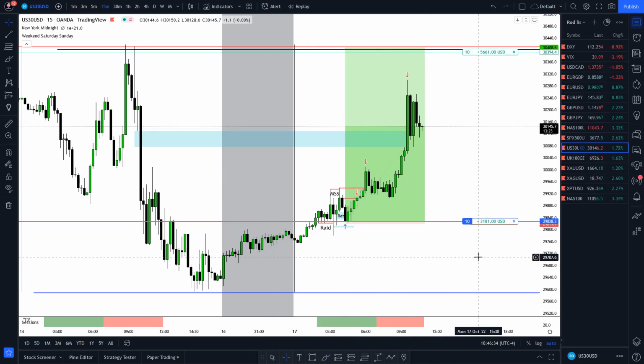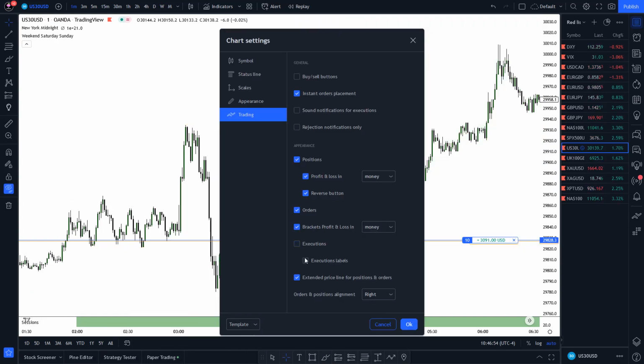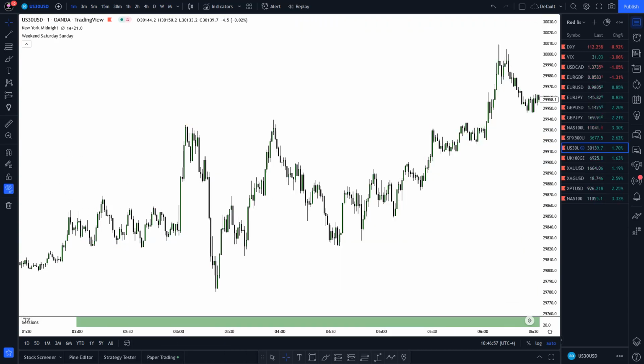So overall, this is the trade, guys. And if you'd like to outline this RMR pattern yourselves, I'll just turn off all my annotations so you can take a screenshot of the naked chart and outline it yourselves for practice.